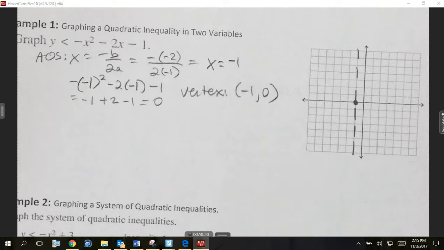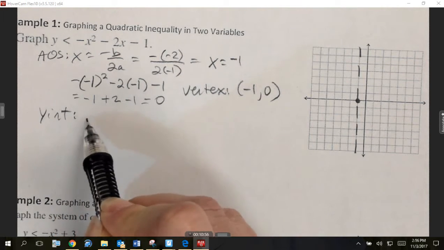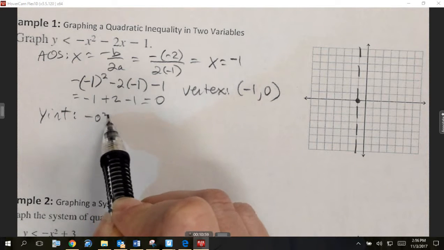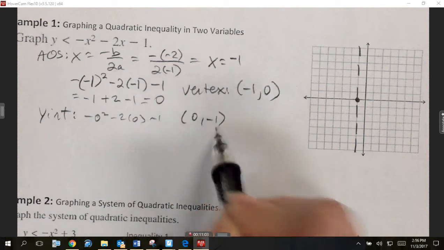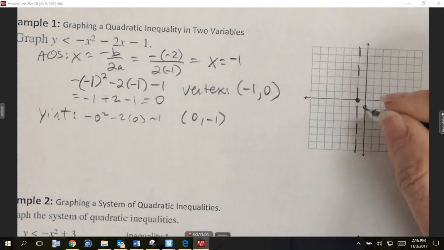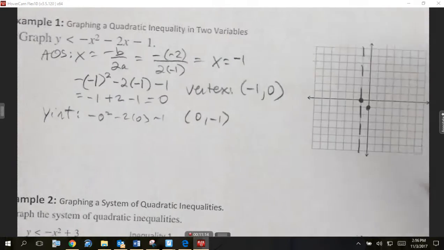X and Y intercepts. What do you want to find next? Y intercepts. Okay. So we find our Y intercept. I'm making x 0. So negative 0 squared minus 2 times 0 minus 1. 0, -1. We look at the graph. Is there something else I could graph now? The reflection point, the mirror point, yeah.